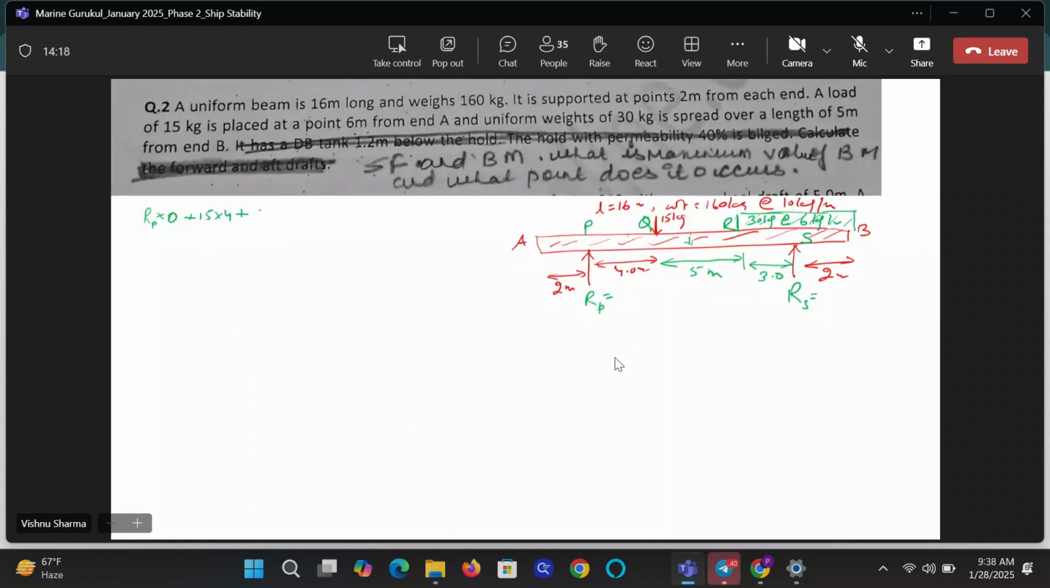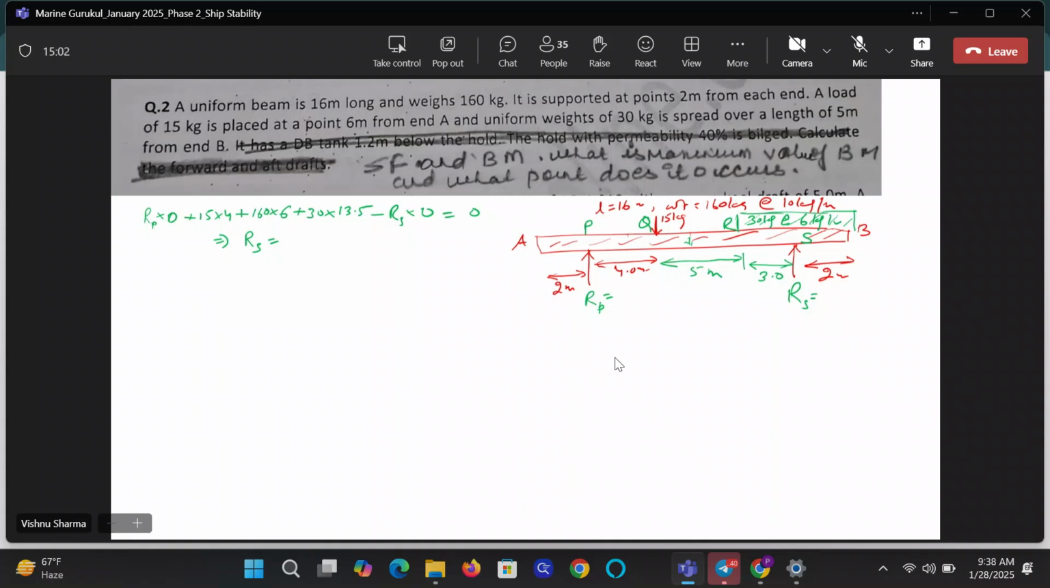So plus 160 into 6. Then we have the 30 kg over 5 meters, also causing clockwise, so plus 30 into that will be at 2.5 meters from the end. It is over 5 meters. Yeah, over 5 meters, 2.5 minus. So 16 minus 3 is 13, 13.5, minus RS into 0. So 1, 2, 3, 4, 5 is equal to 0. Have you written the reaction equation correct, beta? Yes, or you messed it up somewhere?